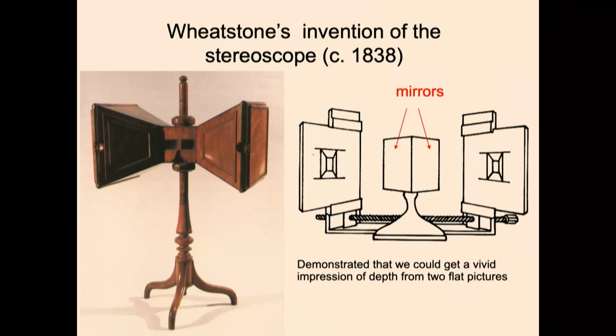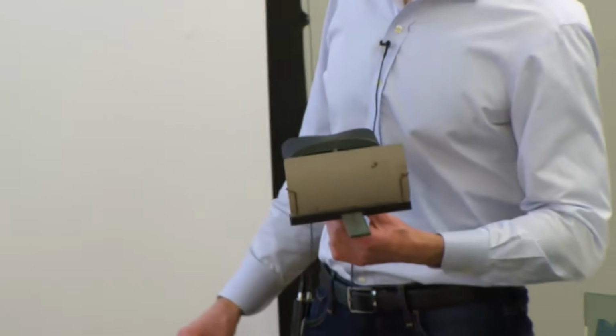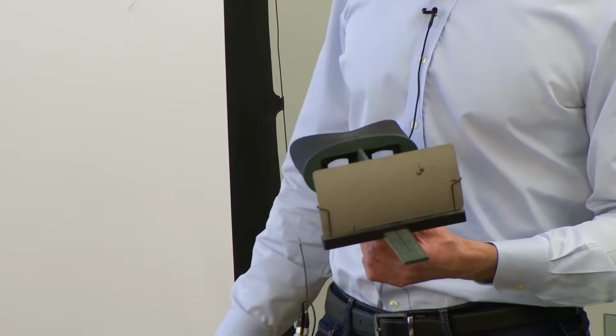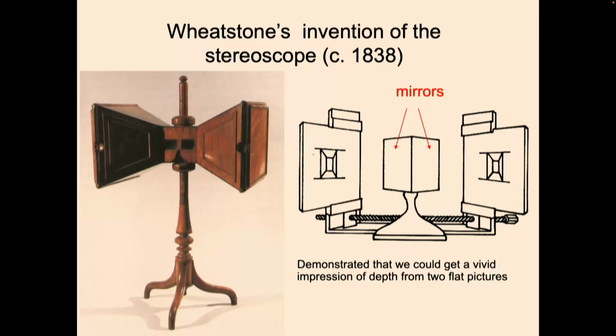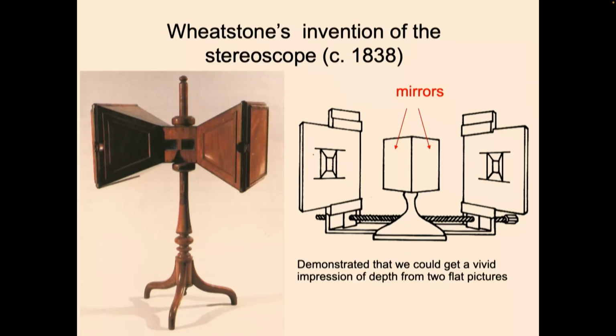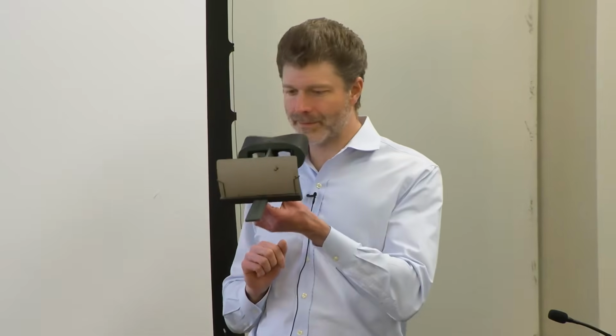So one very compelling demonstration of binocular stereopsis makes use of this device here called a stereoscope. This was invented in the mid-1800s by Wheatstone. What the stereoscope does is it's a device for taking two images and projecting one to the left eye and one to the right eye. Okay? And the two images are taken from slightly different positions, so they have slight disparities in them, and they cause you to see things in 3D. So this was a demonstration that you can get a vivid impression of depth from two flat pictures.